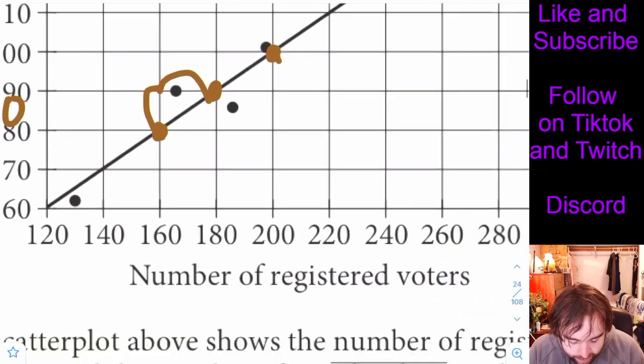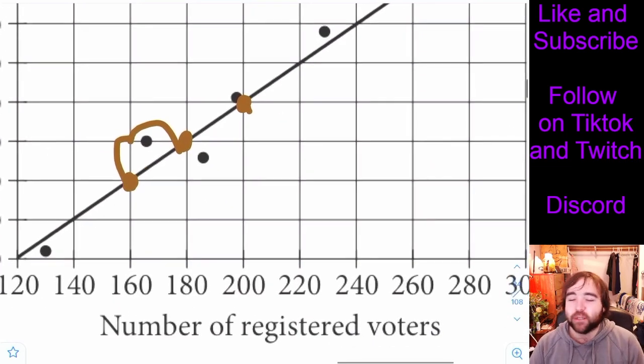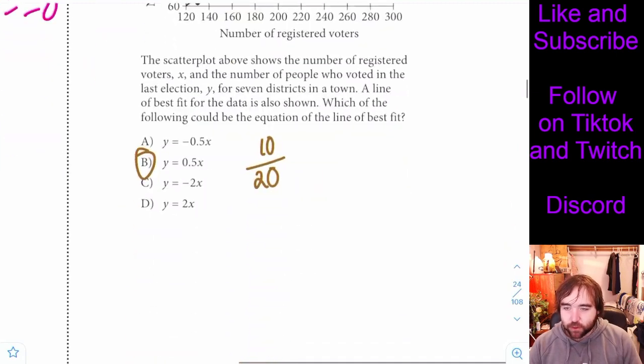Often not every point goes through the grid. So when I say perfect points, I mean find ones that go through the grid.